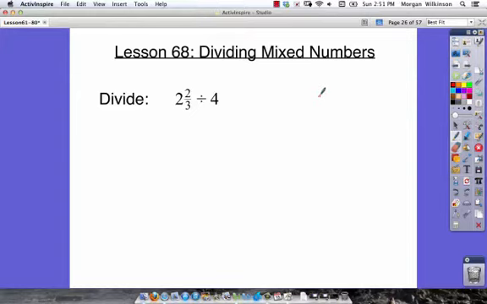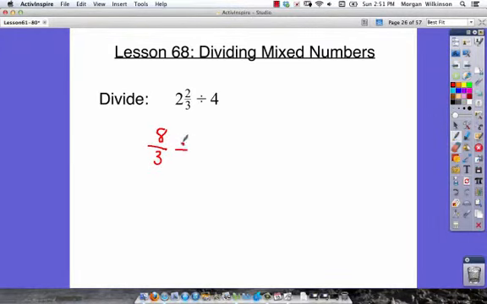Lesson 68 is called Dividing Mixed Numbers. Now this first question we have to divide 2 2/3 divided by 4. And what we're going to do, just like when we multiplied mixed numbers, is to change our mixed numbers to improper fractions. So 3 times 2, that's 6, plus 2 more is 8. So 2 2/3 is the same thing as 8/3.